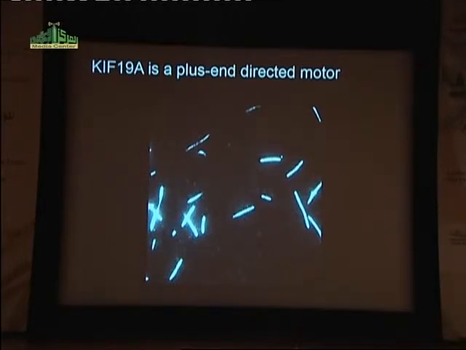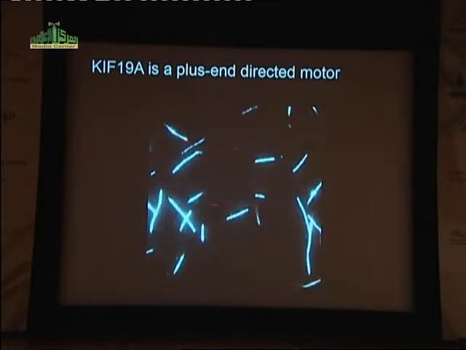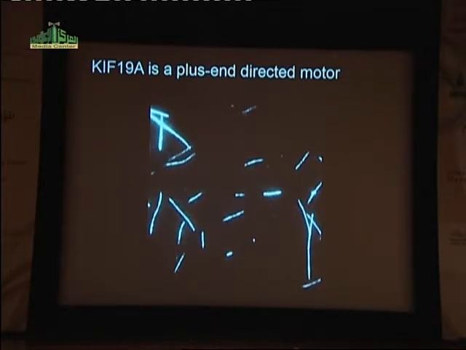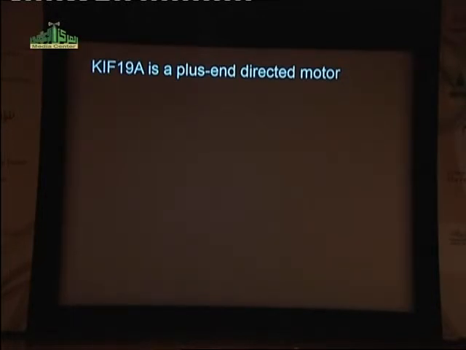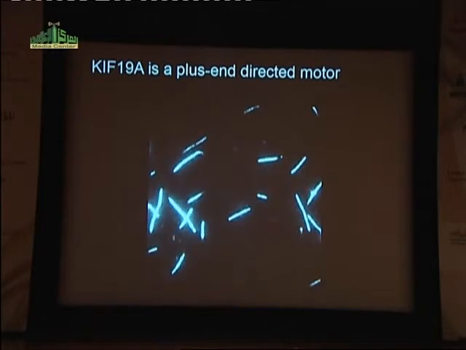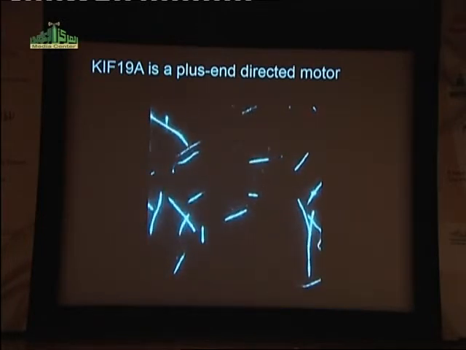So this is an in vitro motility assay. We attach the motor on the cover glass and pour the microtubules on them with ATP. So the motor attached on the cover glass moves the microtubules. So you can see the velocity.